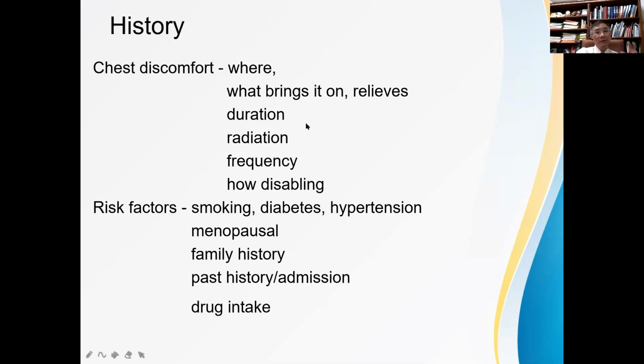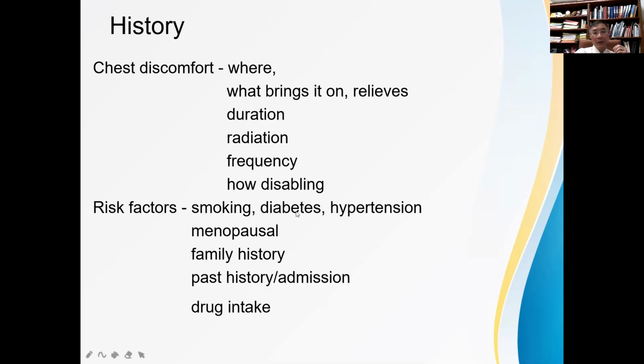So now, in more detail, in the history of the patient, ask about chest discomfort: where it is, what brings it on, what relieves it, how long does it last, where does it radiate, how frequently does it come on, how disabling is it. Remember to ask the nature of the discomfort, and the risk factors that can predispose a patient to coronary disease.